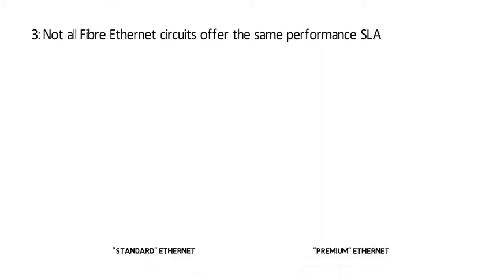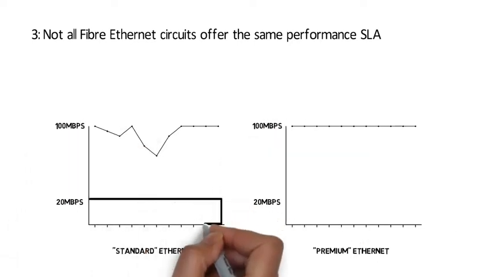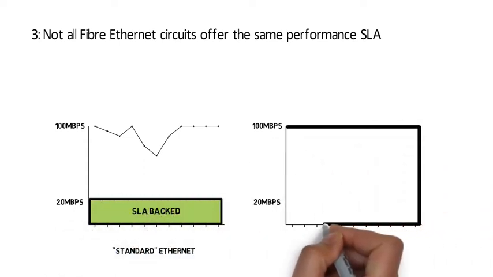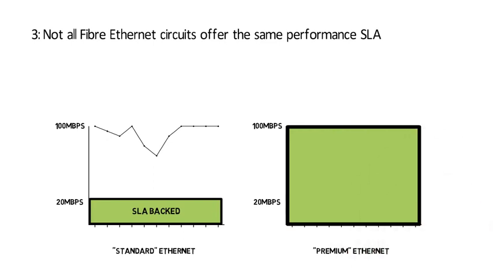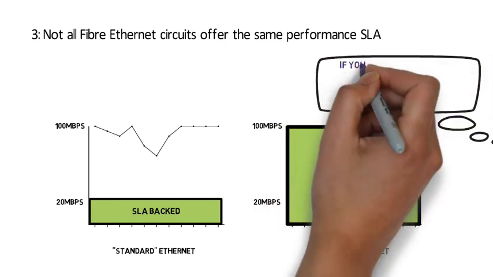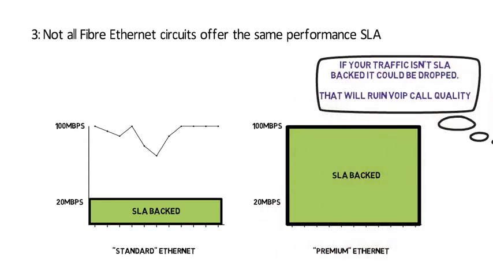Take two wholesale examples, standard and premium. Both are rated at 100 megabits per second, but while the premium circuit has an SLA for the entire 100 meg, the standard circuit only protects 20% of the data. So if you pass more than 20 megabits per second of traffic, any of your traffic may get dropped or delayed. That's just not good if you run VoIP services or other sensitive applications that need consistently high performance.